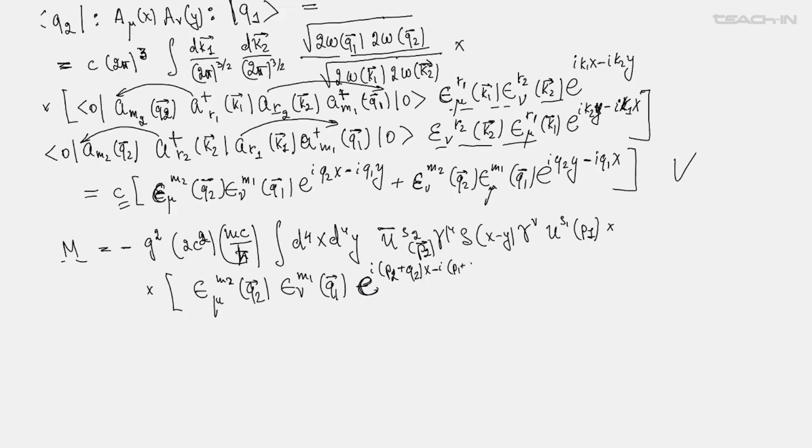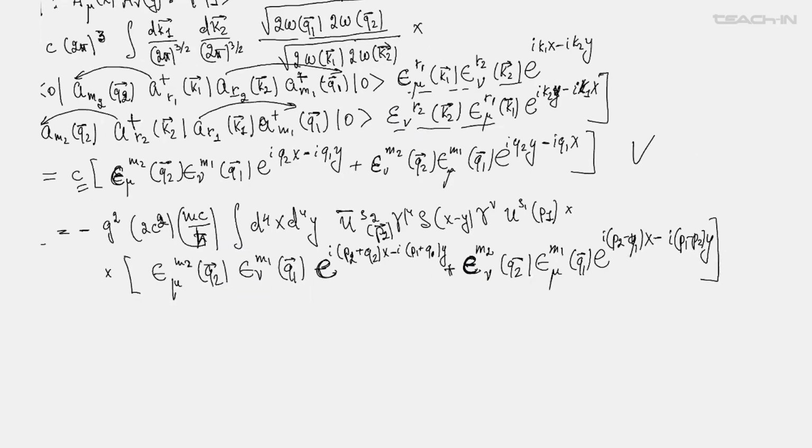and plus exponential, not exponential, sorry, epsilon nu M2 Q2, epsilon mu M1 Q1, exponential i(P2 minus Q1) x minus i(P1 minus P2) y. Yeah, this is what we get. So this comes from photons. And so this is the photon contribution, and this comes from electrons.